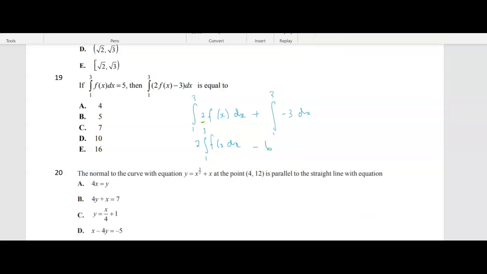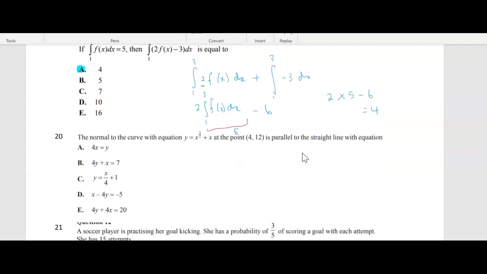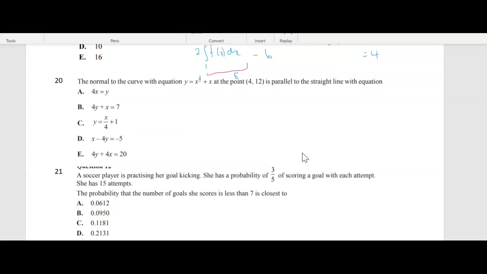So I know that the integral of f of x dx is equal to 5. So basically we're going to have 2 times 5 minus 6, which is equal to 4. So the correct answer for that one is A. I was just looking at the wrong answer, but it was right. 49%, so not too difficult, but just being able to manipulate those definite integrals is really important. All right, 3 questions to go.